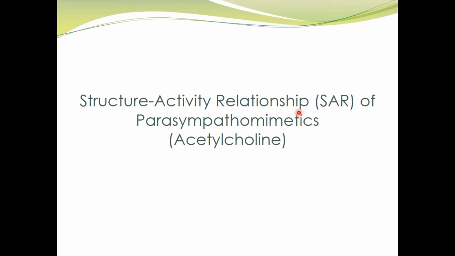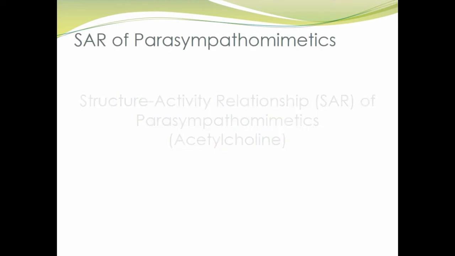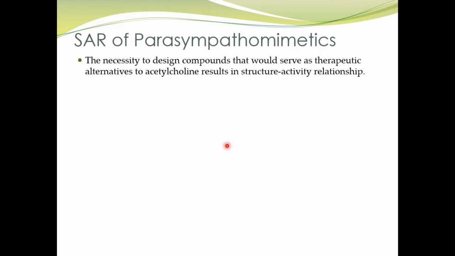Structure activity relationship, that is SAR of Parasympathomimetics. Parasympathomimetics means we will see the SAR of acetylcholine. So, the necessity to design compounds that would serve as therapeutic alternatives to acetylcholine results in structure activity relationship. That means how SAR of acetylcholine is discovered.